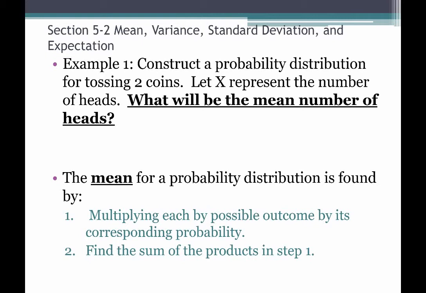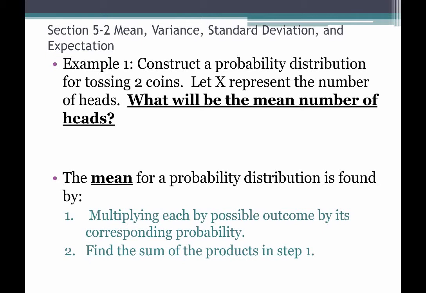Today we're going to look at finding the mean, variance, and standard deviations for our probability distributions that you were introduced to yesterday. And then we're also going to visit the idea of expectation. So the first 3 topics, we're going to build off our examples from yesterday. Then the last topic, we're just going to do a couple new ones just to introduce you to that idea. Then we'll get you some time to work.